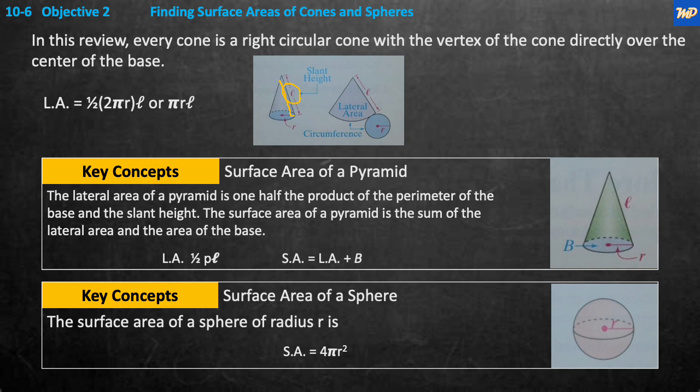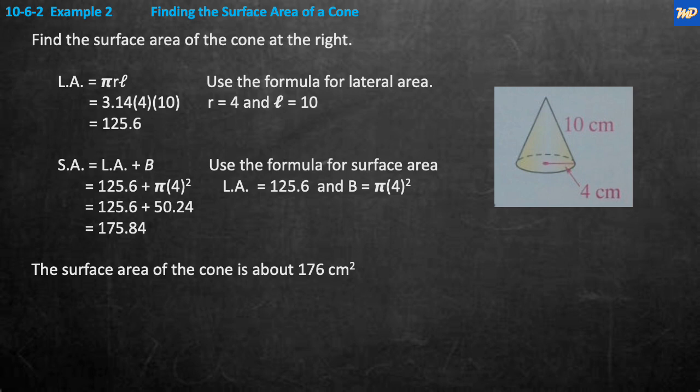Surface area of a sphere. The surface area of a sphere of radius r is 4 pi r squared. It's just like the area of a circle times 4. In fact, that's exactly what it is. The area of the circle times 4. Just remember that. The area of a sphere is made up of the area of 4 circles with the same radius, 4 of them. Okay? Okay, example 2, finding the surface area of a cone.